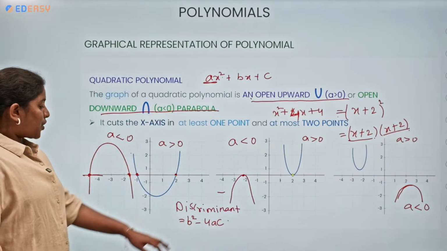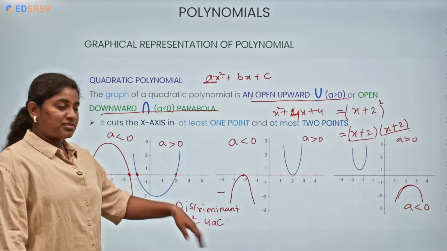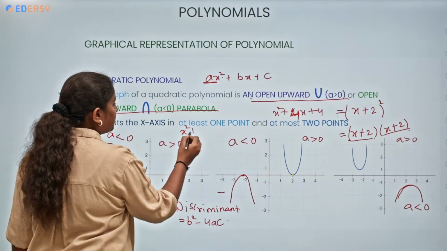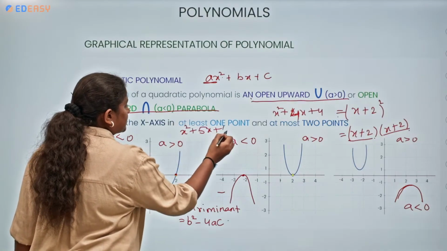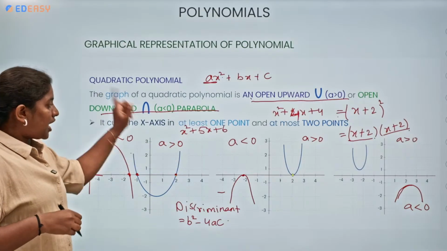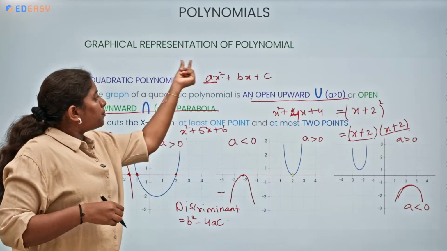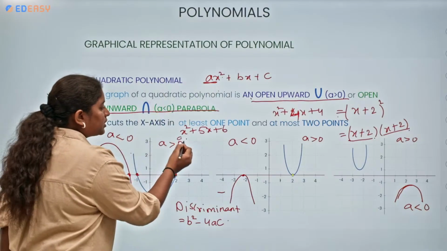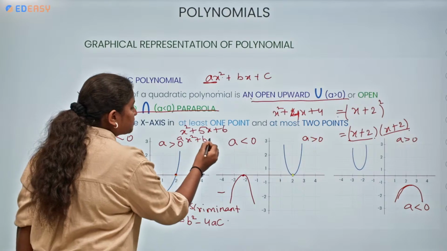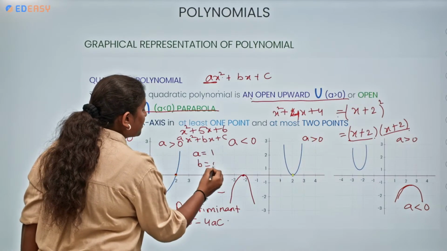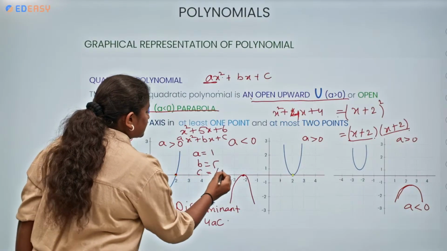Fine. How can we find the a, b, c values? For example, I have given a polynomial x square plus 5x plus 6. This is the quadratic polynomial I am giving you. Now, compare this polynomial with the standard form ax square plus bx plus c. After comparison, our a value is 1, b value is 5 and c value is 6.